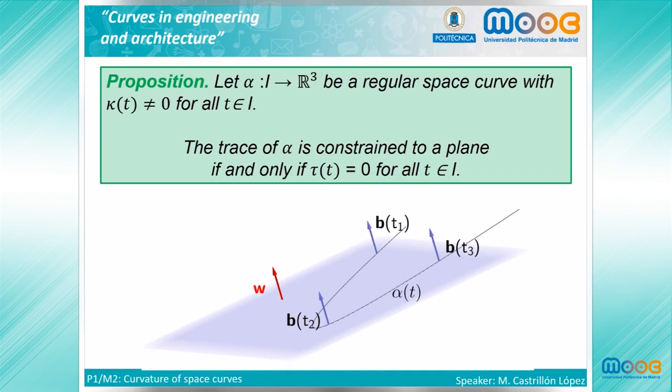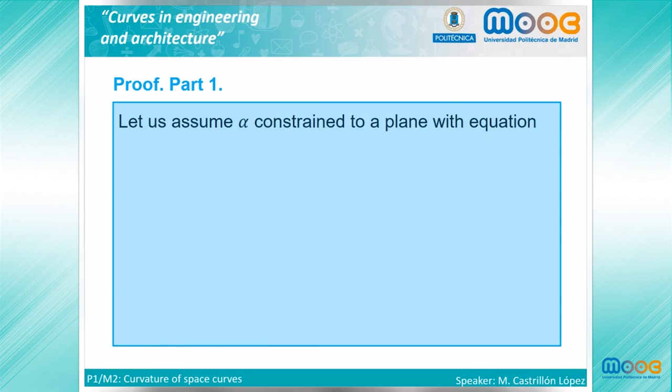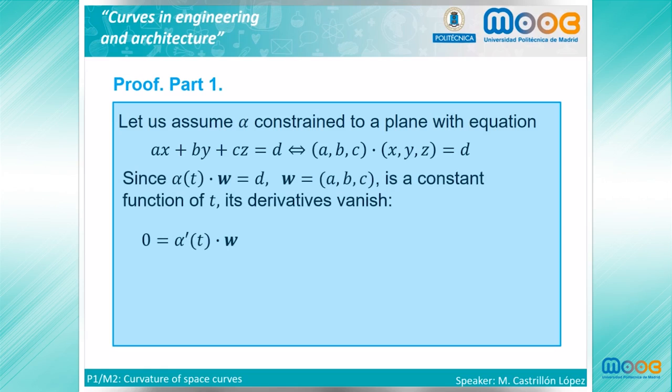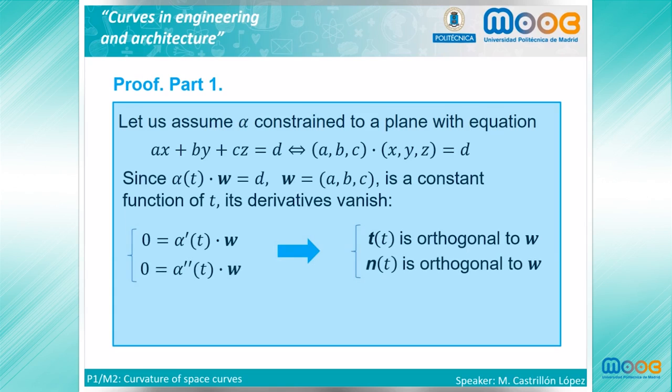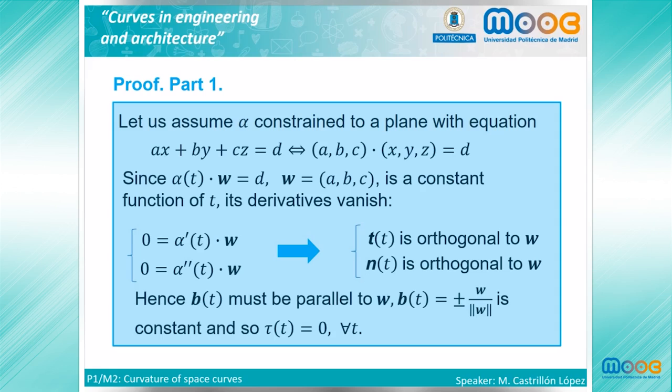We prove now this proposition. First, we assume that the curve is constrained to a plane with the equation you have now on the screen. As the curve is constrained to that plane, it satisfies the equation of the plane, and by taking the derivative of the above equation, it follows that the vector w is orthogonal to the tangent vector of the curve. Taking again the derivative, after some computations, and taking into account that the unit tangent vector is orthogonal to w, it follows that w is also orthogonal to the normal vector. Hence, the binormal vector is parallel to w. Therefore, it is constant and the torsion vanishes identically.